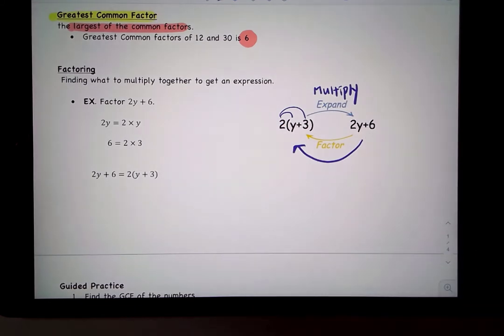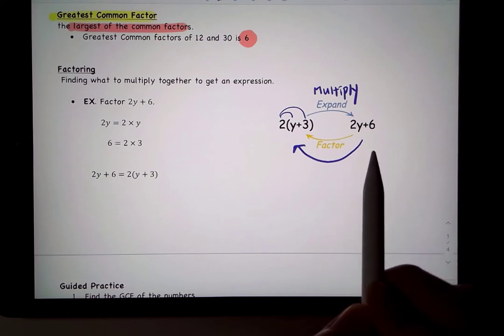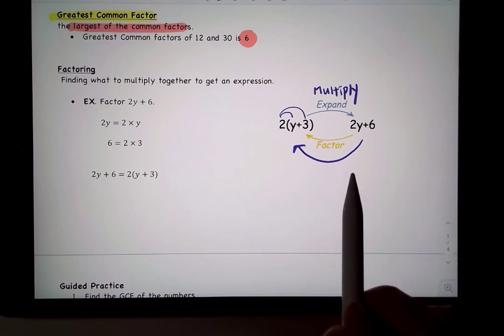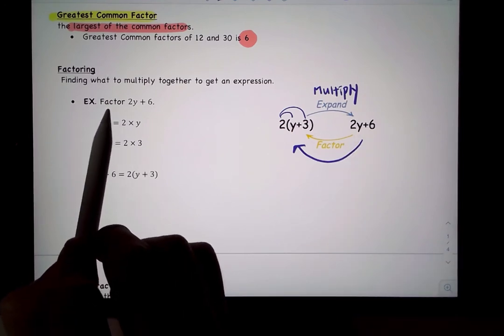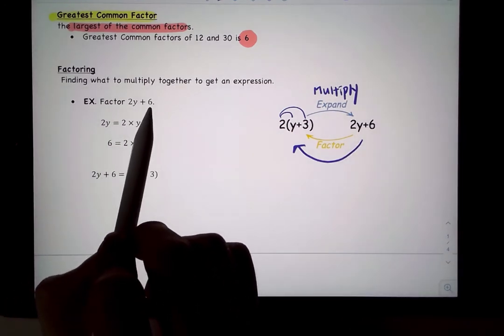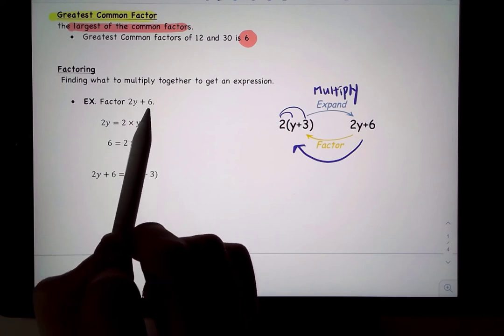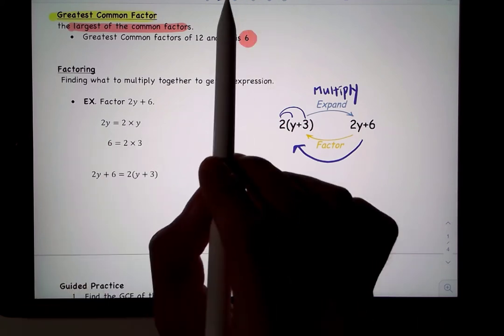But that's factoring. So we call this the factor. When you learn numbers, first you learn how to multiply, and after that you learn how to divide. So factoring is kind of dividing. We are finding two things that, when you multiply them together, give you the same thing. So look at this one, guys. Factor 2y plus 6. If I want to factor this, you need to break down the terms.